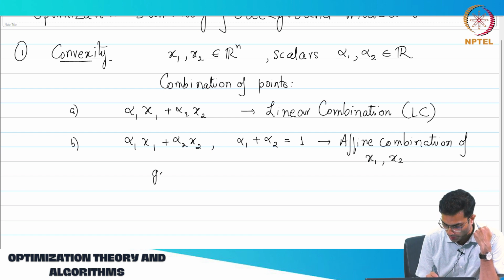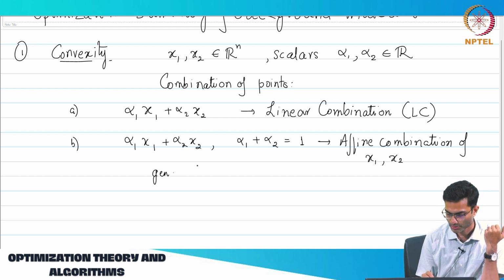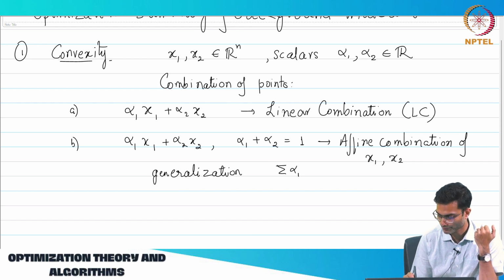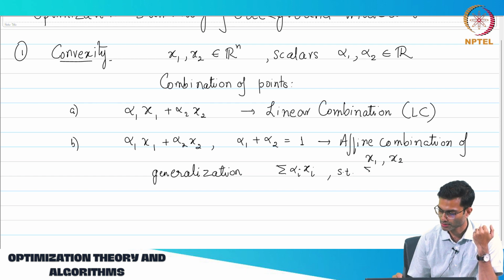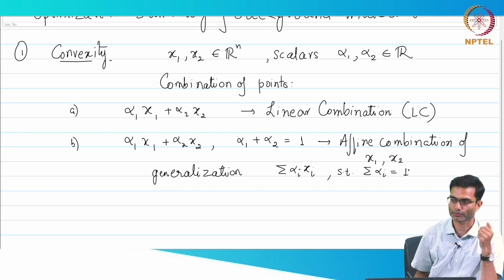So how would I generalize this to n points or m points? The generalization would simply be sum of alpha i xi, such that sum of alpha i equal to 1, however many points there are.